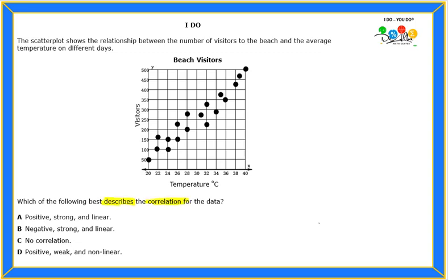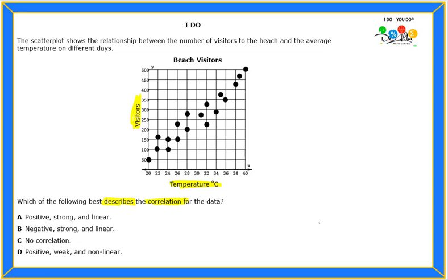Correlation means, do you see any connection between the temperature and the visitors to the beach? They want to find out if there's any kind of relationship, any kind of correlation on that, okay? So what can we tell about the information given to us?